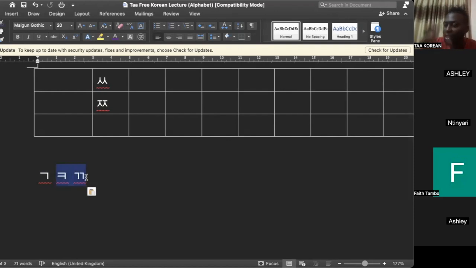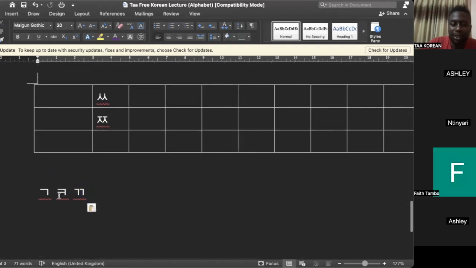This and this are the same sound-wise, but how we shape our mouth determines the difference between them. This is more like k, k, k. Air sharply gets to your palm. But this one is more like k, k.